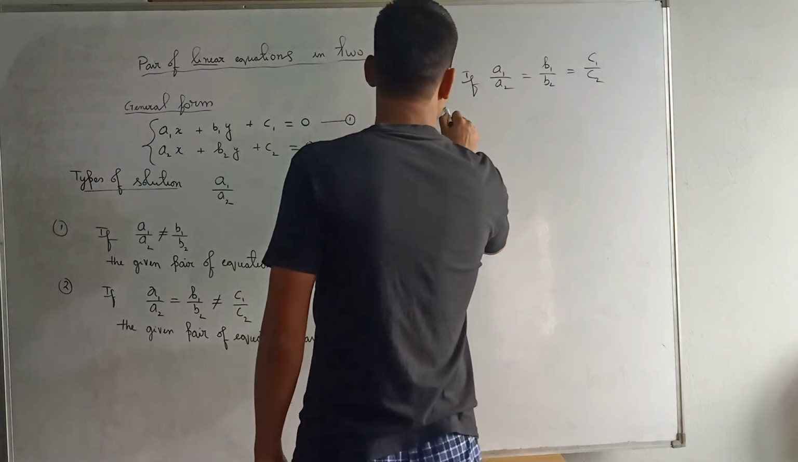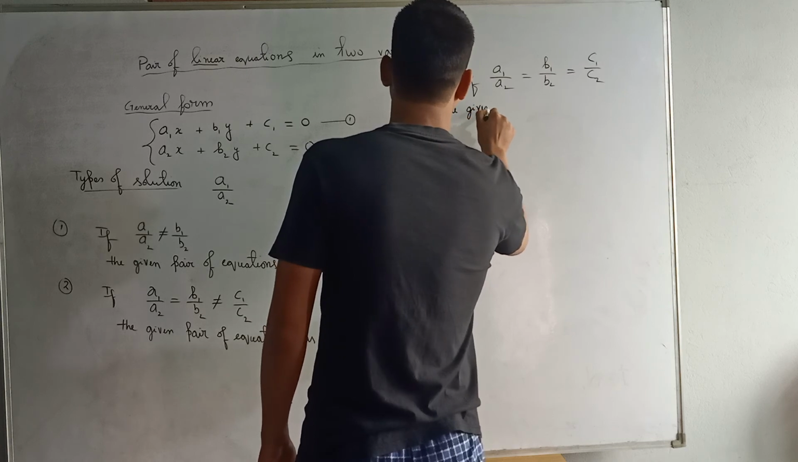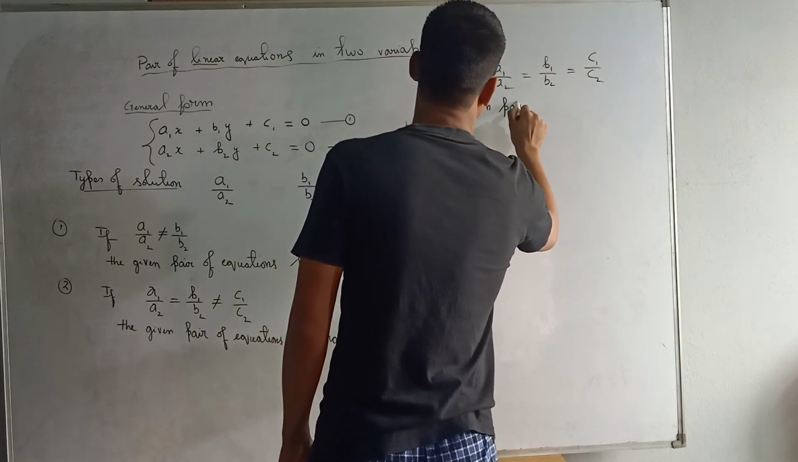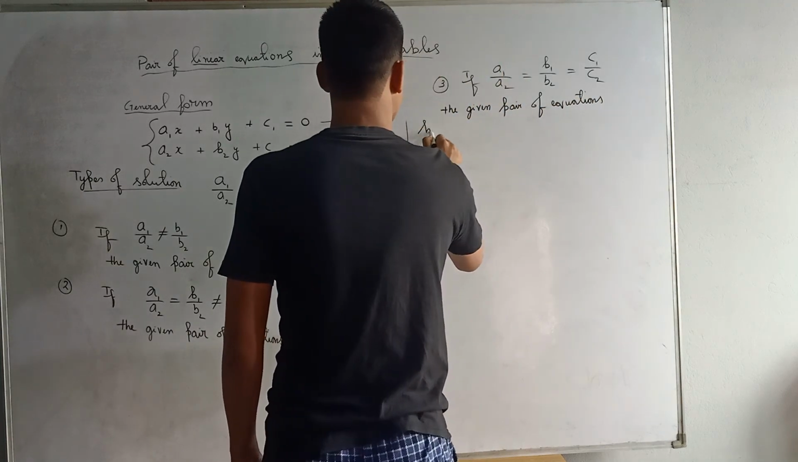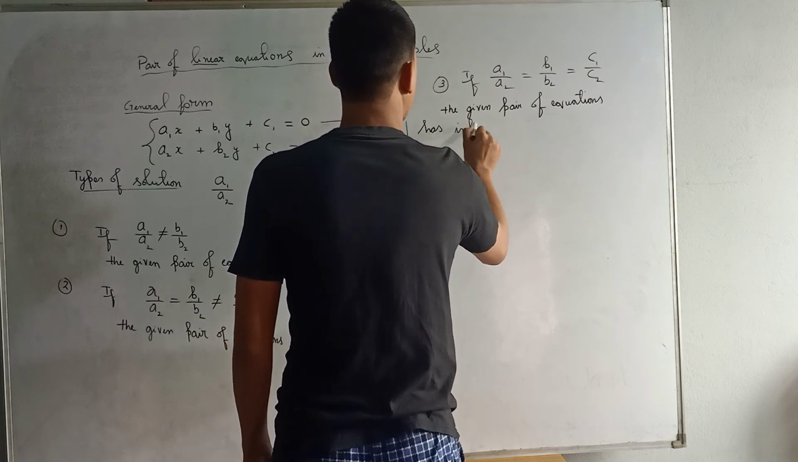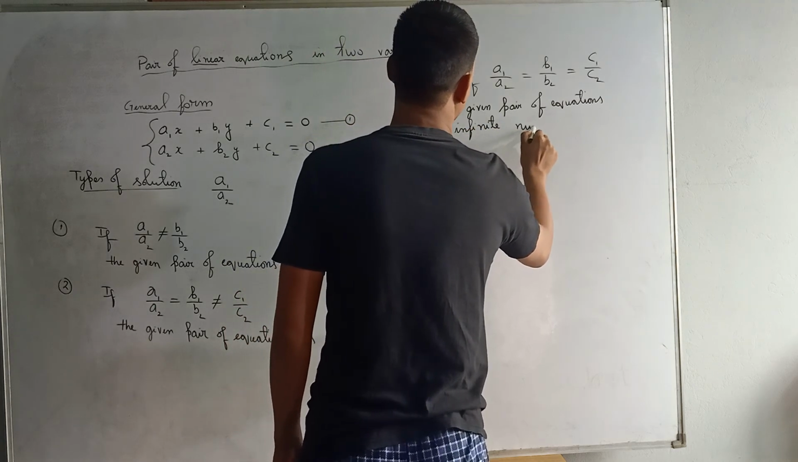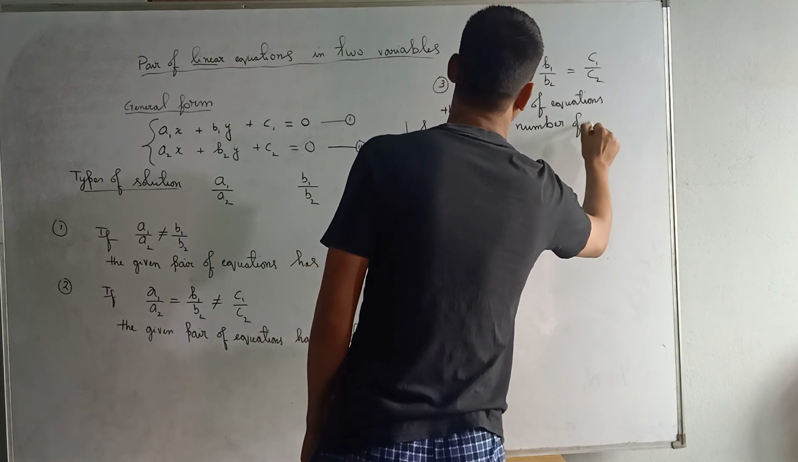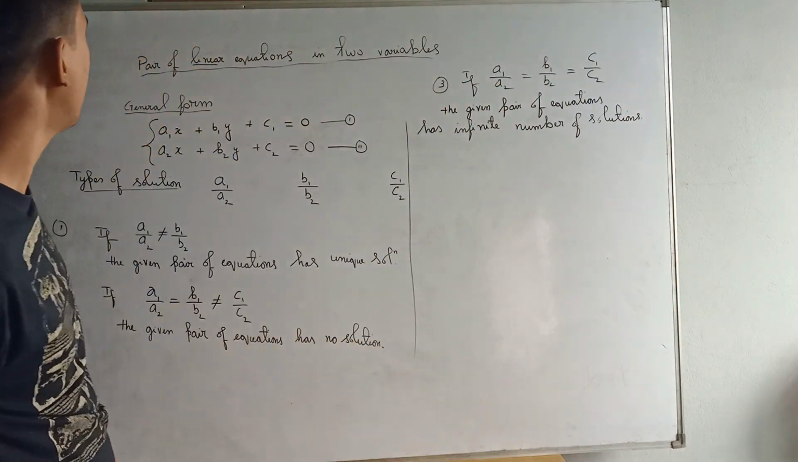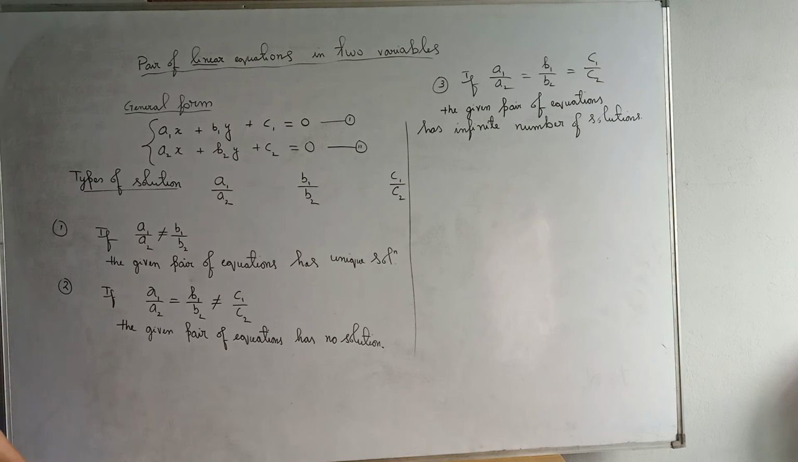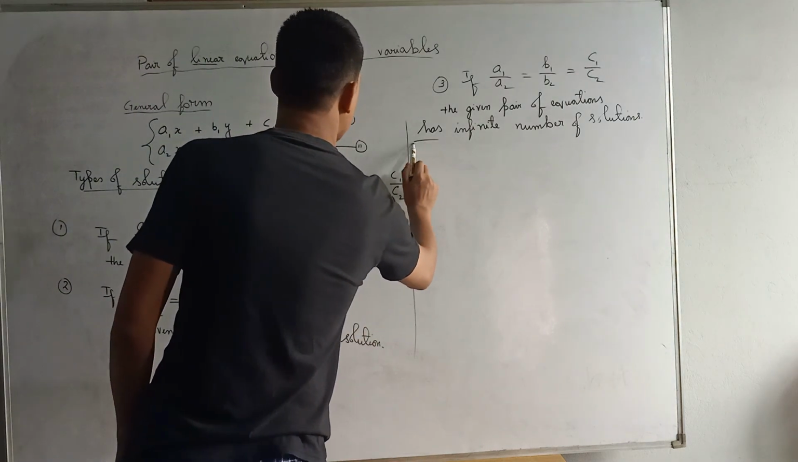So in this case, the given pair of equations has an infinite number of solutions. That is how we find the types of solution. We see, okay, the different kinds of solution of a pair of linear equations in two variables. Okay, all right. You can just copy it down so that you don't forget now.